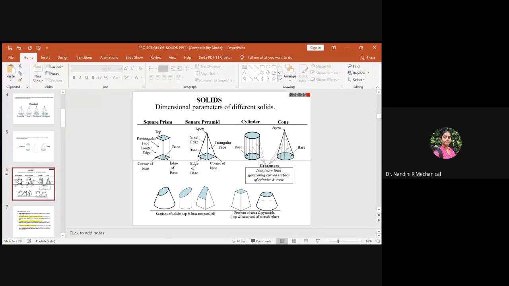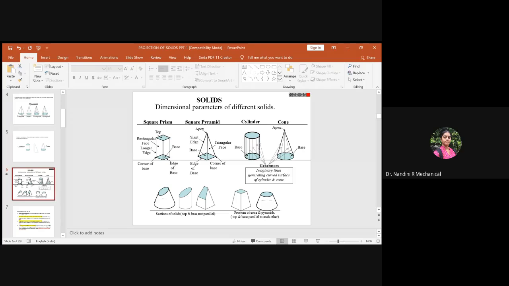Suppose if they tell you the corner of the base, then these points are called the corner of the base of the square prism. So you call this the corner of the base. Similarly, if they speak about the top of the square prism, this is the top. If they speak about the edge of the top, then you have to show these are the edges. If they tell you the corner of the top surface, then these are the corners, 1, 2, 3, and 4.